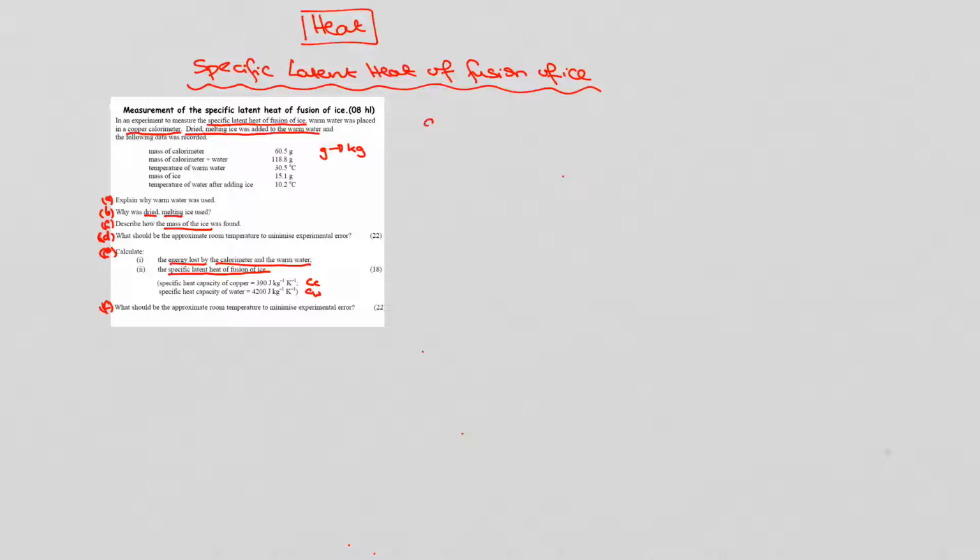Once we do each question, we can tick them off once we've marked them, because obviously in the Leaving Cert, they never have them labelled as 1, 2 or 3, only really for little bits like here in the calculation. So it's better to tick them off as we've done each question so we don't miss one. So the first one is, why do we use warm water? Well, by using warm water, it speeds up the melting of the ice.